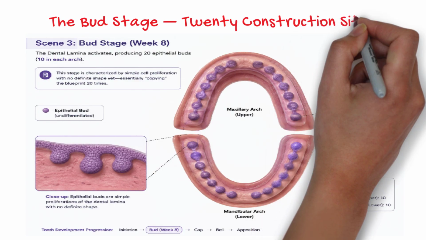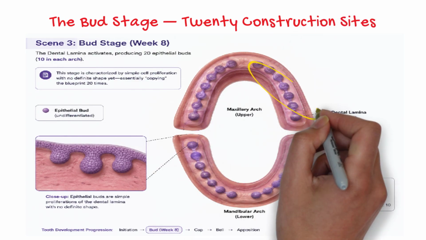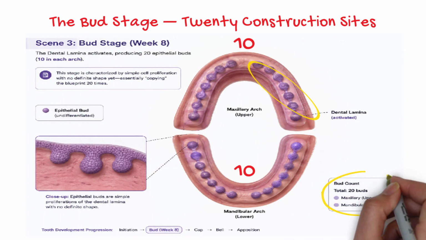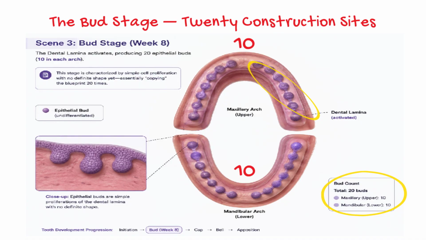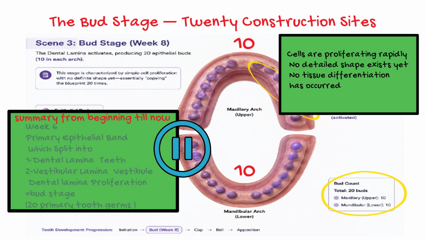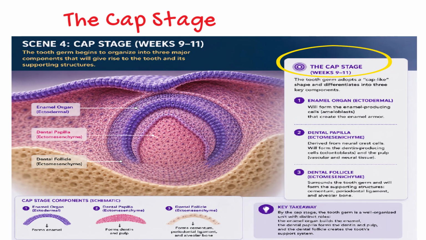These are called tooth buds. 10 buds form in the maxillary arch and 10 in the mandibular arch. A total of 20 primary tooth germs begin to appear. At this stage, cells are proliferating rapidly. No detailed shape exists yet. No tissue differentiation has occurred. Think of this stage as the blueprint being copied 20 times. Main concept? Proliferation. Around the 9th week, the epithelial bud starts to fold.